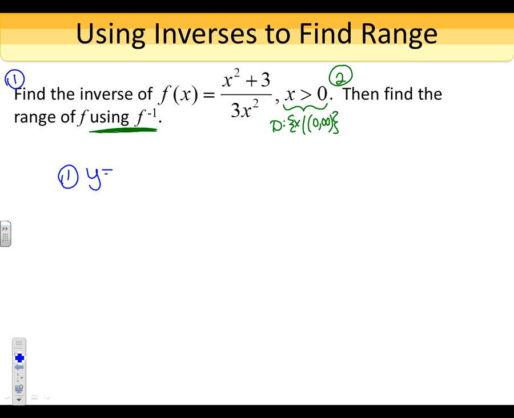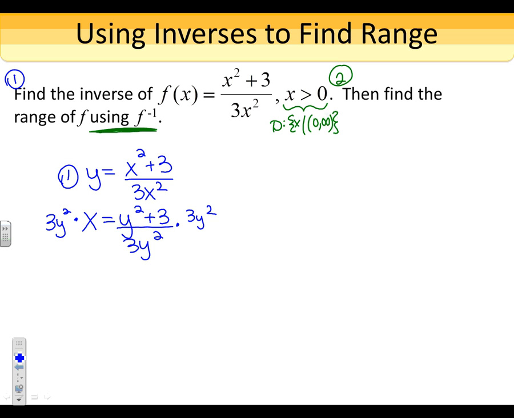I have y equals (x squared plus 3) over 3x squared. So flip-flopping my x and y's: x equals (y squared plus 3) over 3y squared. Let's solve for x. Multiply by 3y squared on both sides. And I get 3xy squared is equal to, these cancel out, y squared plus 3.